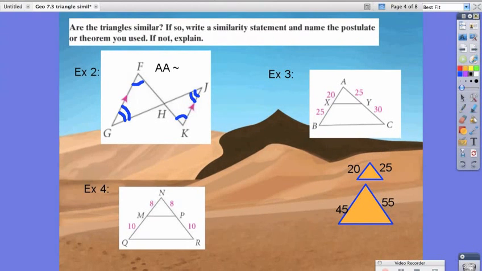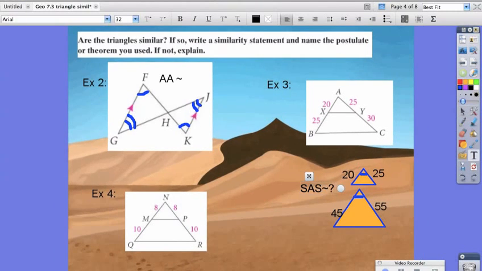And obviously these two angles are going to be congruent because they are the same angle. So theoretically we have side angle side similarity, but we're going to test it.